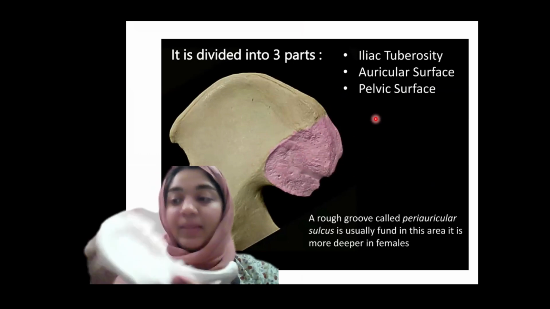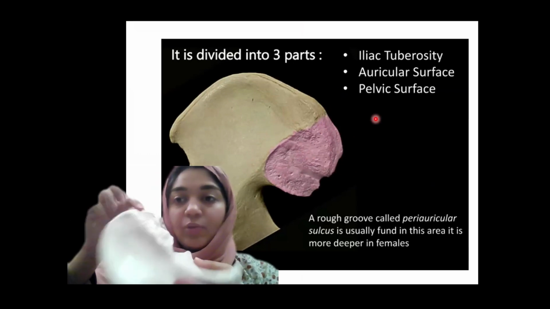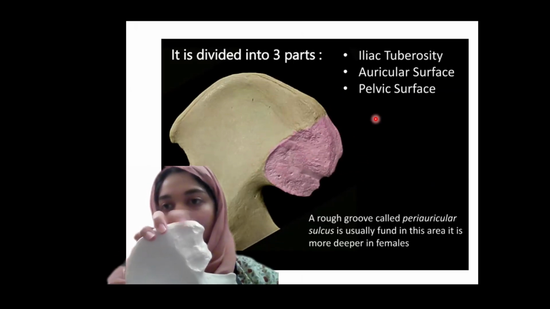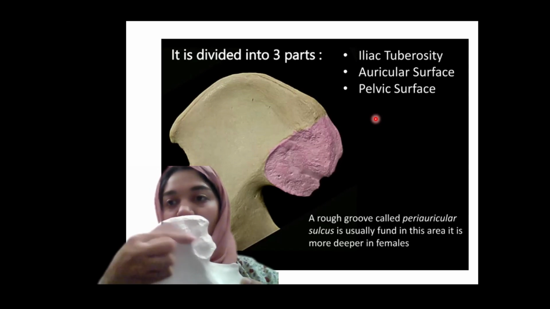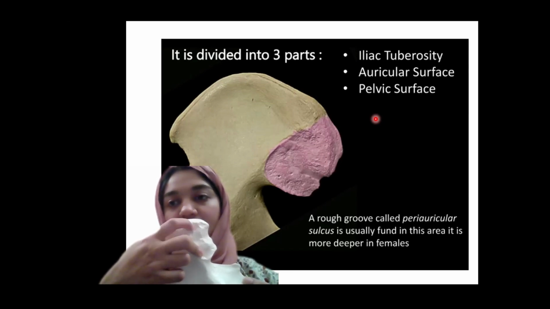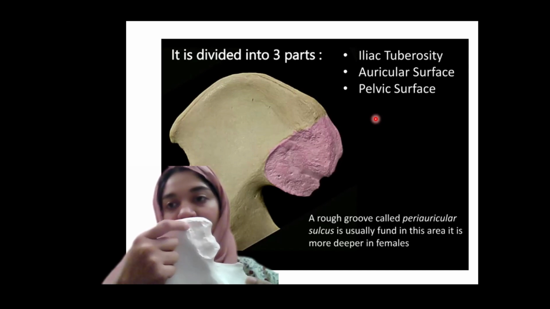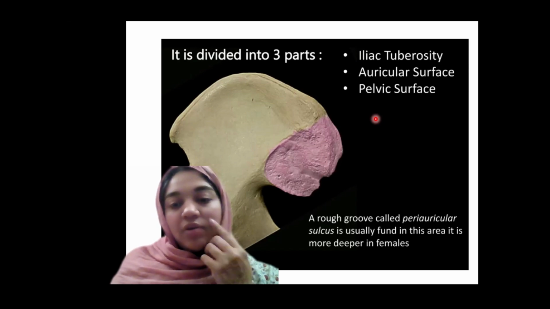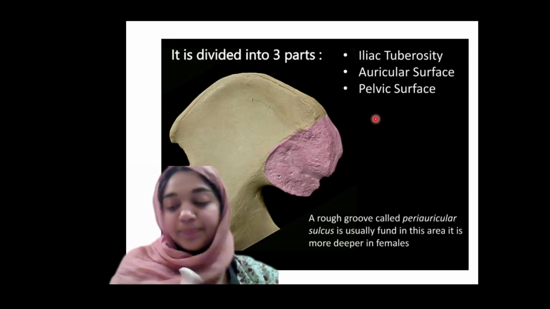So it's divided into the iliac tuberosity. This is the iliac tuberosity, can you see? And then this area is the auricular surface. Why is it called the auricular surface? Because it apparently resembles an ear. And this lower part of the area is called the pelvic surface. So we have the iliac tuberosity, the auricular surface, and then the pelvic surface, right? A rough groove called the preauricular sulcus is usually found in this area. It is deeper in females.